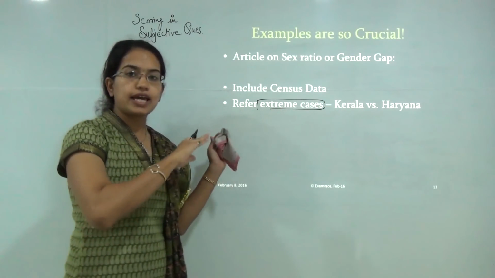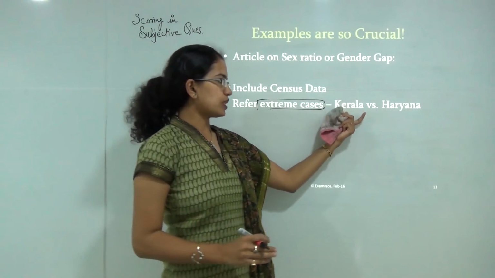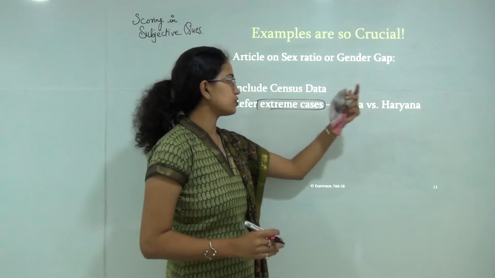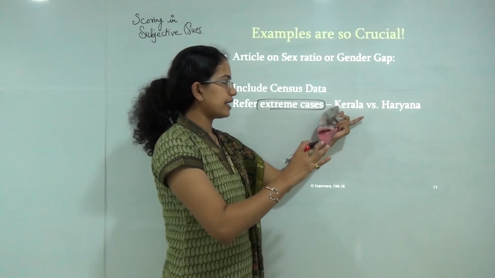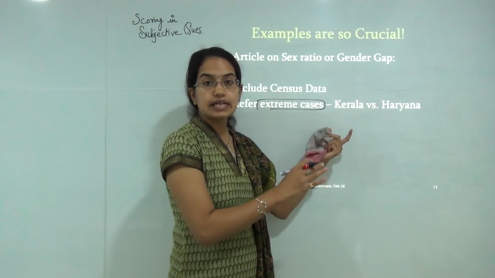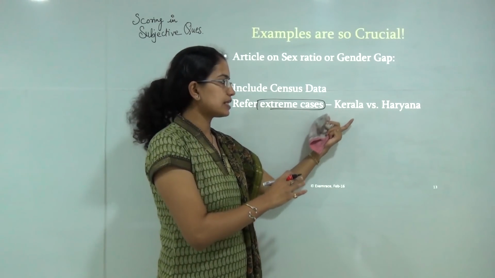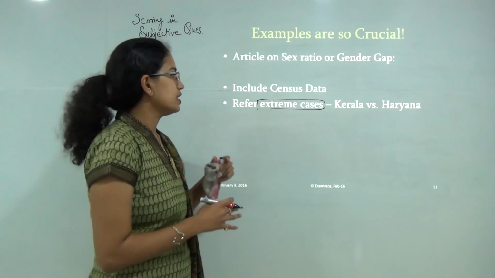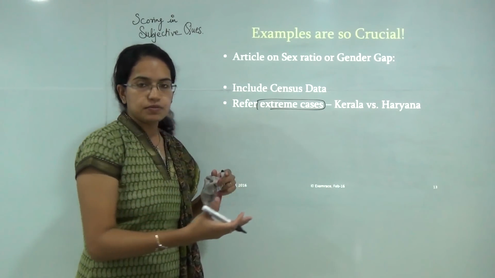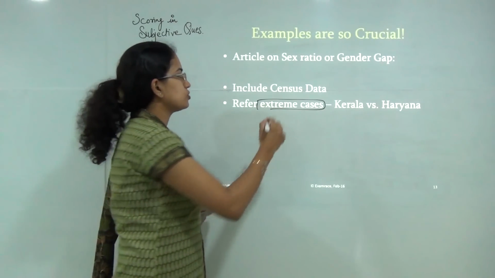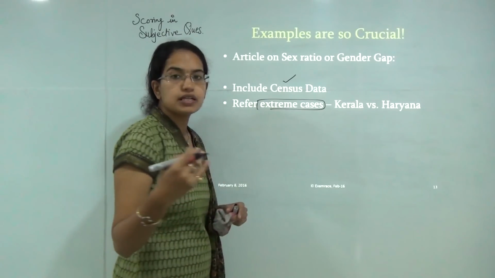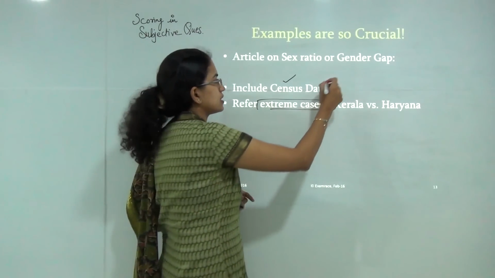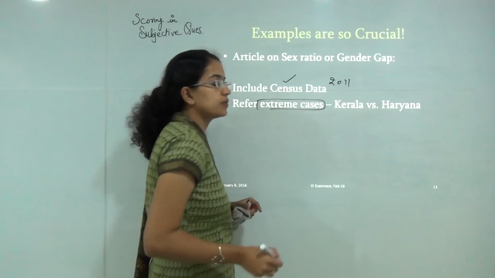So you can compare Kerala to Haryana, the state with the highest sex ratio and the state with the lowest sex ratio. That would give you an idea why certain states are leading, where females are leading, and where in certain states female feticide is predominant. So try to refer to extreme data, then try to include census data. If possible, include the recent census data. So I could say 2011 should be included.